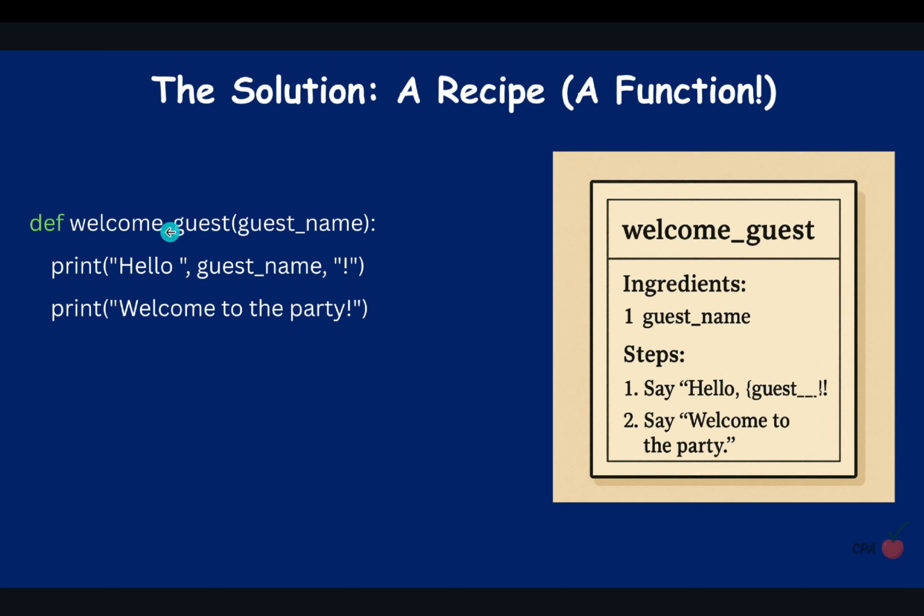So now we update our function such that it has one input parameter called guest name. This enables us to use this variable inside our function such that we can say hello Bob, hello Alice. Now we can combine this with a for loop to loop over each guest in our list and use our function to welcome each guest.